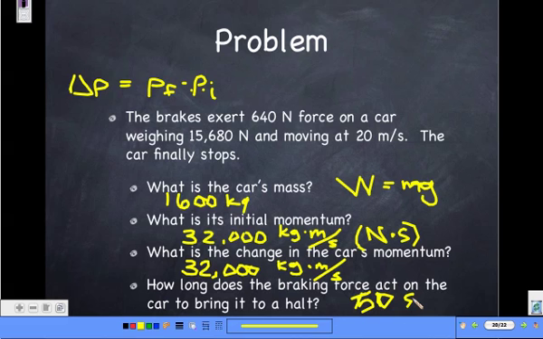Okay. You guys need to work on page 870, 1 through 3. Three problems.